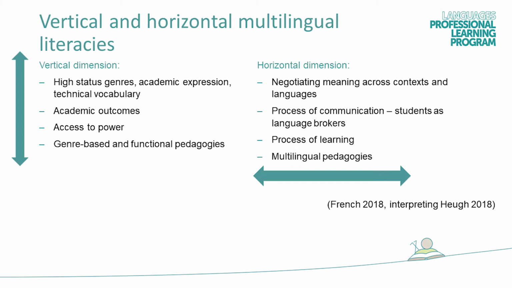When we look at the vertical dimension, we see high status genres, academic expression, technical vocabulary, and academic outcomes, which are often in English, but in our case also the target language. And these allow students to access powerful forms of language. And we often build these through genre-based and functional pedagogies. And these are the things that students, particularly as they progress through their language learning, need to be able to achieve well in assessments.